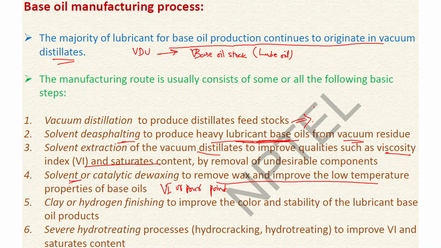Solvent dewaxing is dewaxing done using a solvent, and in catalytic dewaxing the wax is not removed. Instead, the wax content, that is n-paraffin content, is converted into isoparaffins, thus improving the low temperature property as well as improving the octane number. Then clay or hydrogen finishing is done to improve the color stability of the lubricant base oil products, and a severe hydrotreating process to improve viscosity index and saturate content.